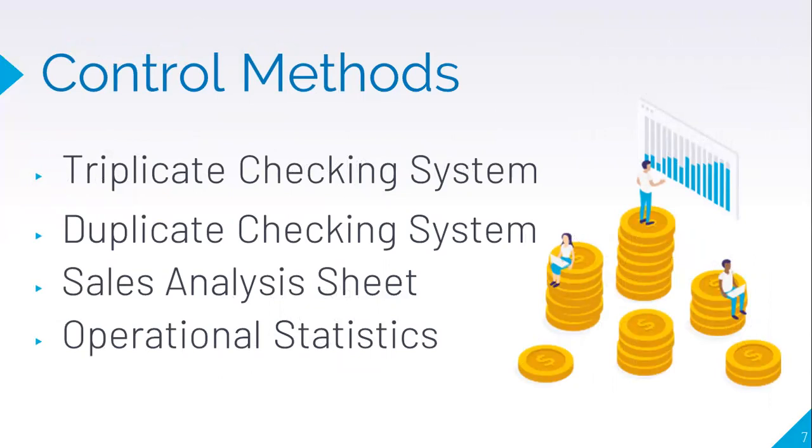Now we're talking about control methods. We're going to focus on the triplicate and duplicate checking system. Sales analysis sheet and operational statistics can be done a little later.